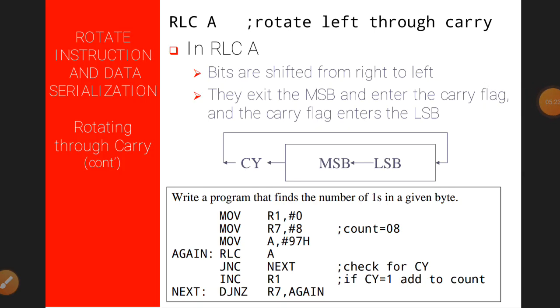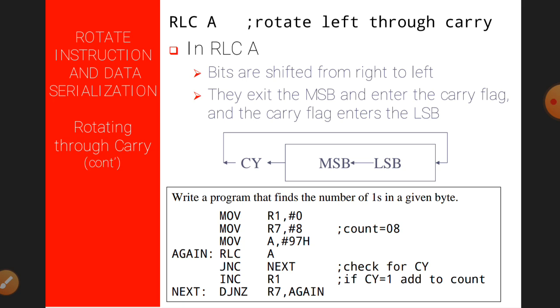As we have seen rotate right with carry, now the next instruction is rotate left through carry. It means now the carry position is on the left-hand side. Here the most significant bit will get moved towards the carry position. So just see the programming example.